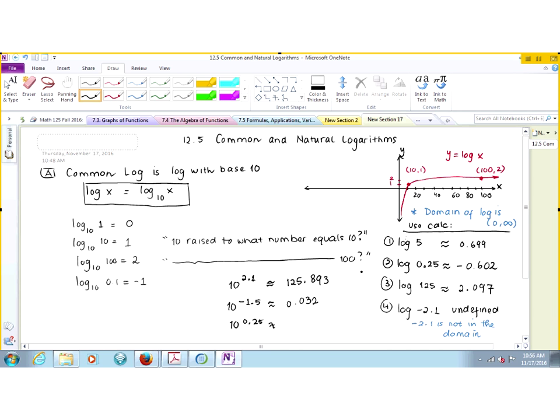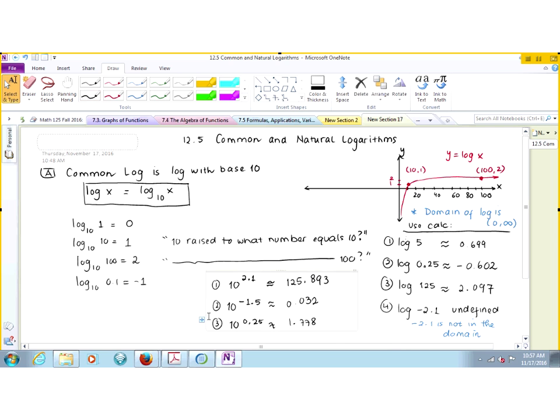Oh, you got it? It's like this, yeah. What was 10 to the 0.25? What is it? 1 point what? 778? Okay, thank you. But anyway, you guys know how to use your calculator, right? Okay, now continue.